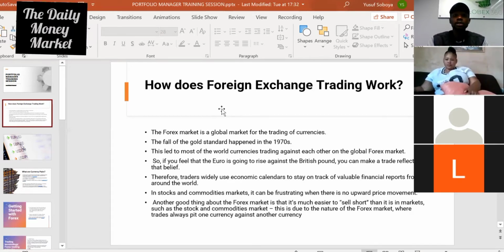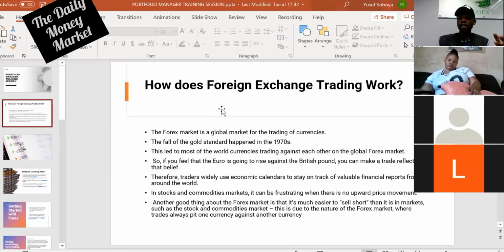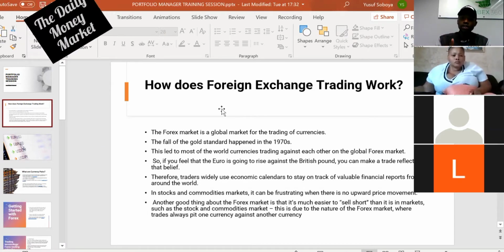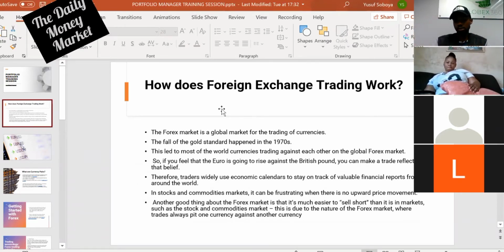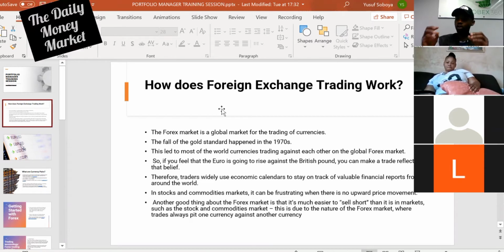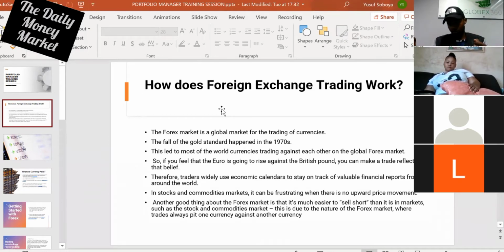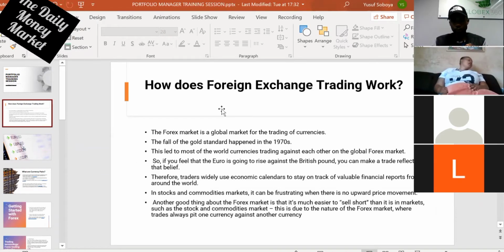As the name explains itself, the forex market is a global market for the trading of currencies. One of the instruments being traded in the markets, the first one, is currencies. The fall of the gold standard happened in the 1970s. Before that, people traded foreign exchange based on currencies, like a rand and a dollar, a euro and a pound. That's foreign exchange: exchanging money into different currencies.